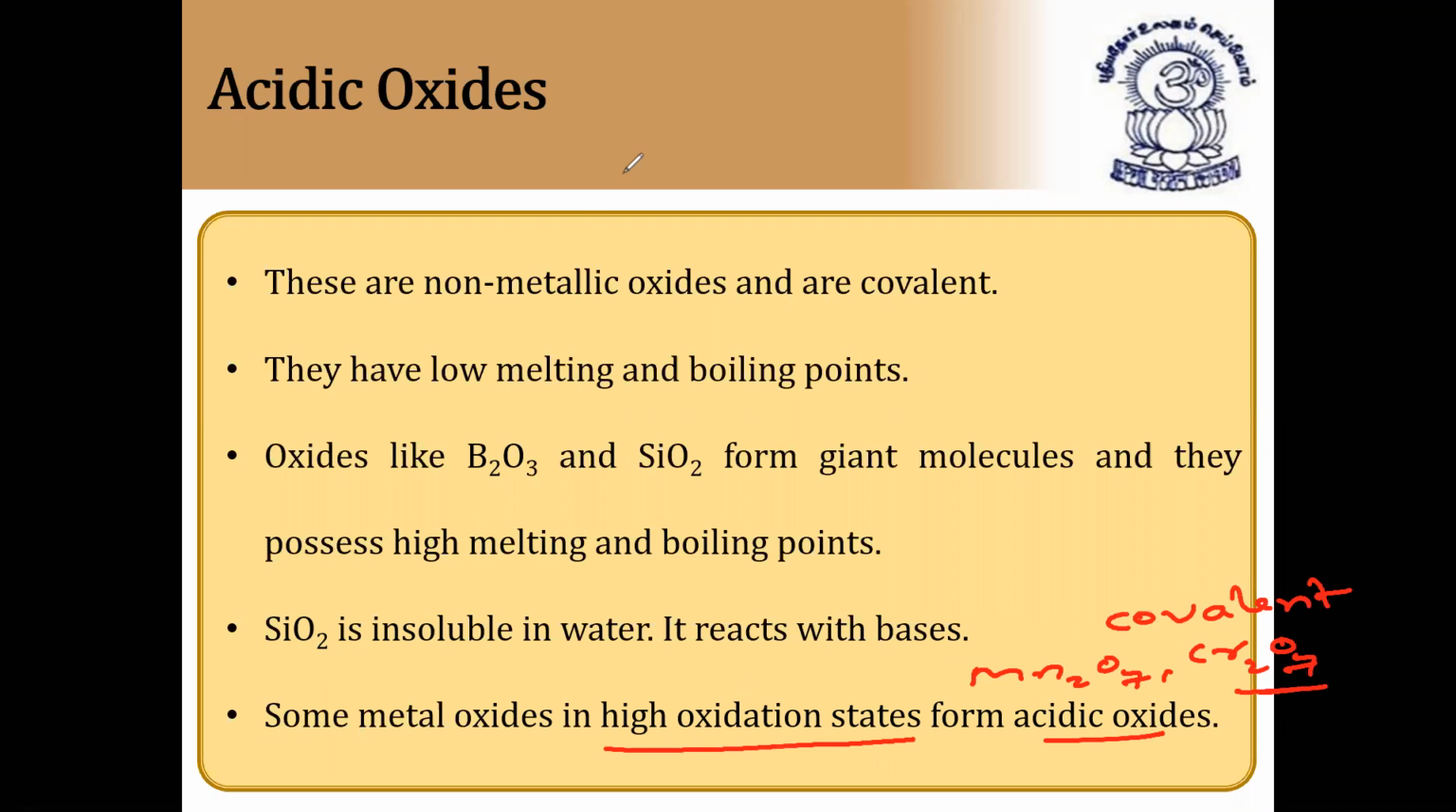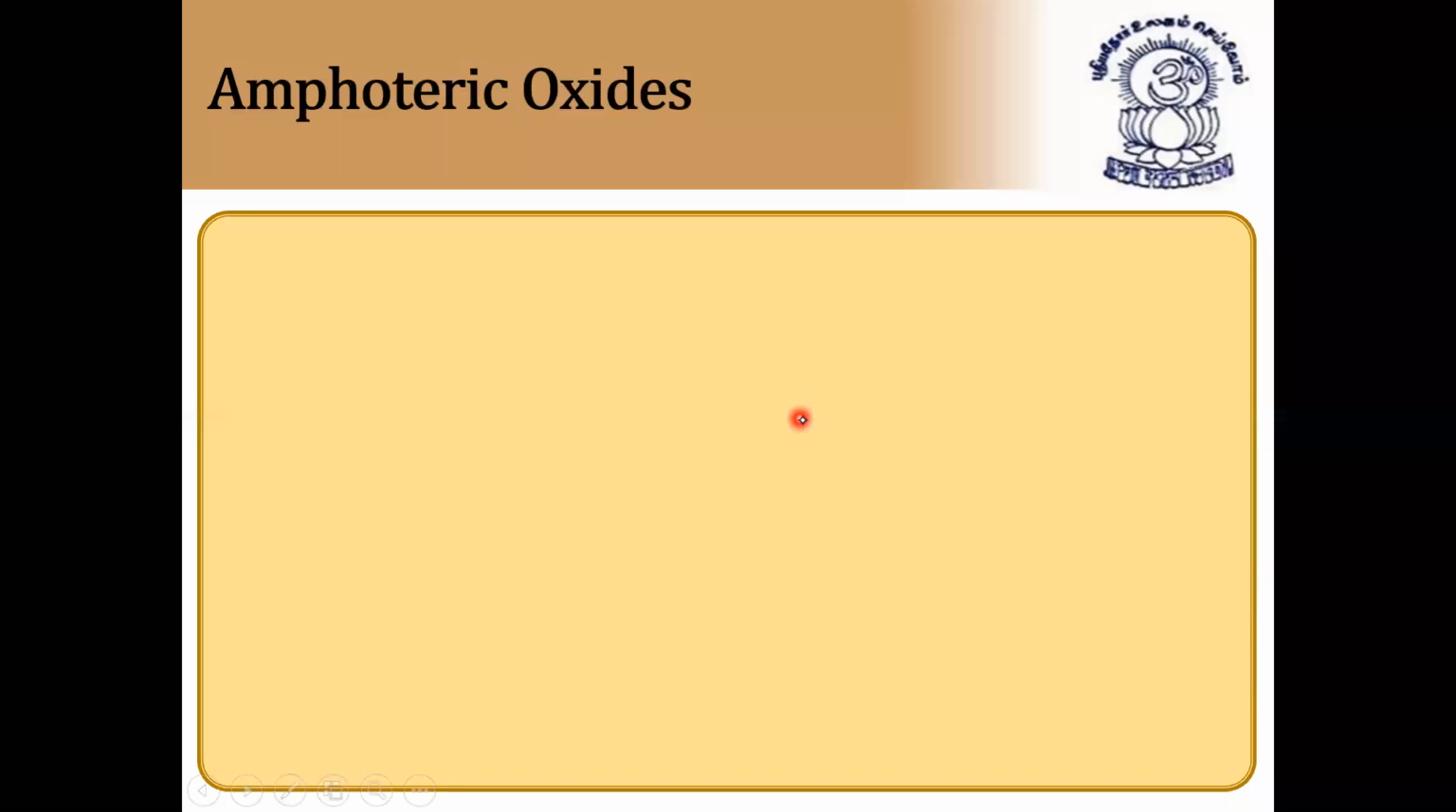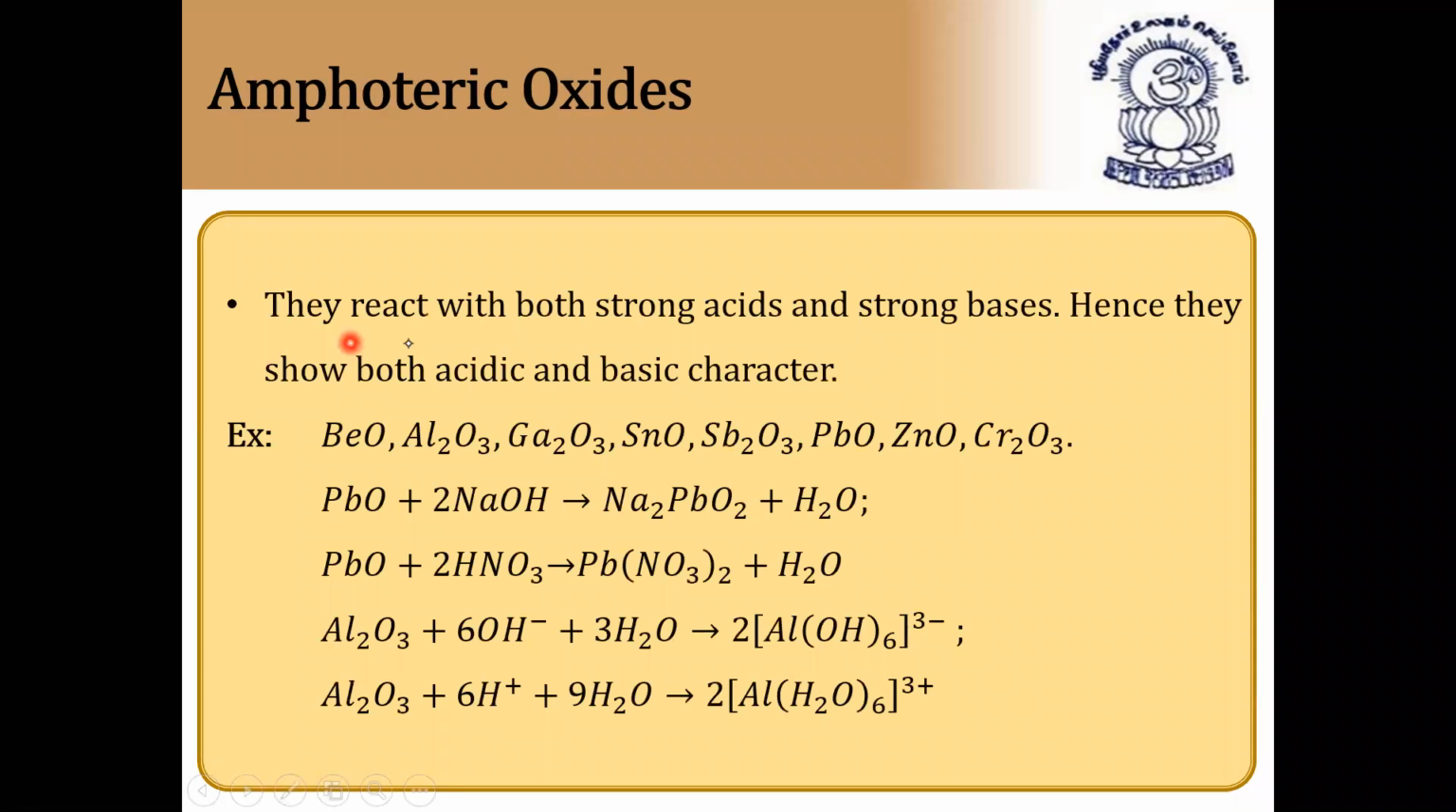Next, amphoteric oxides. They react with both acids and bases. Hence, they show both acidic character as well as basic character. So, beryllium oxide, Al2O3, gallium oxide, tin oxide, Sb2O3, PbO, zinc oxide, chromium oxide. Metalloid oxides like antimony oxide, selenium oxide, etc. All these oxides are amphoteric.